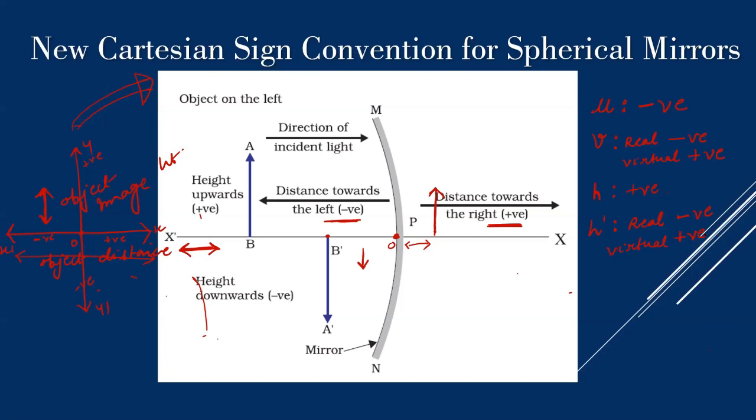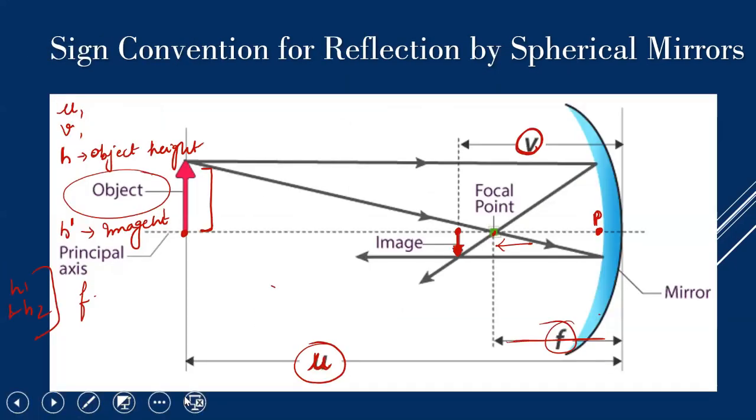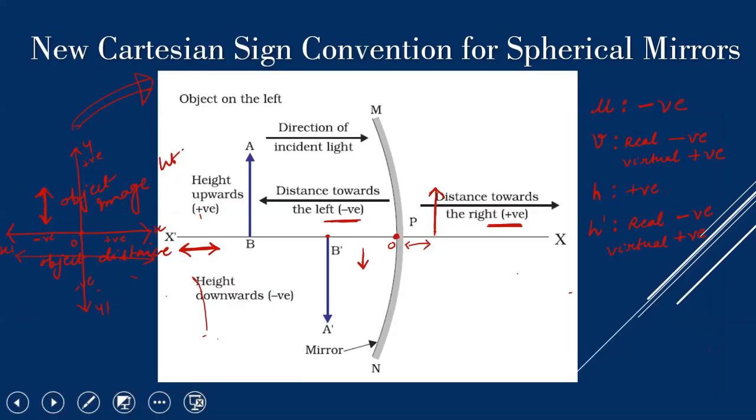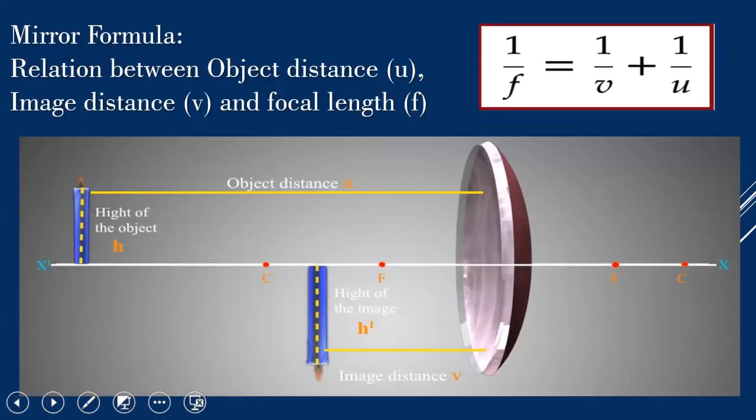So this is your new Cartesian sign convention for spherical mirrors. Very, very important while solving numericals. You have to follow the sign convention, otherwise you won't be able to get proper answers, or find the proper position where the images are formed and the nature of the image, right? This sign convention is not only applicable for spherical mirrors, but also for lenses. In lenses, we will follow the same sign convention.